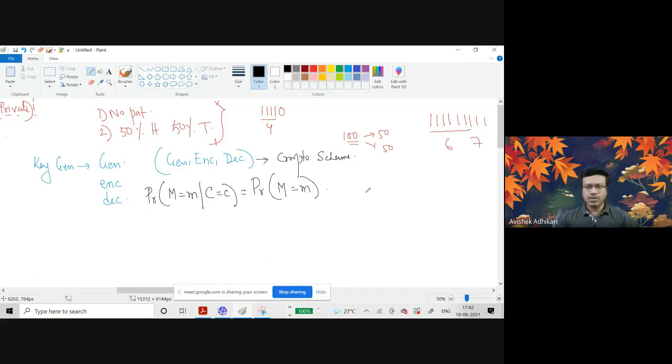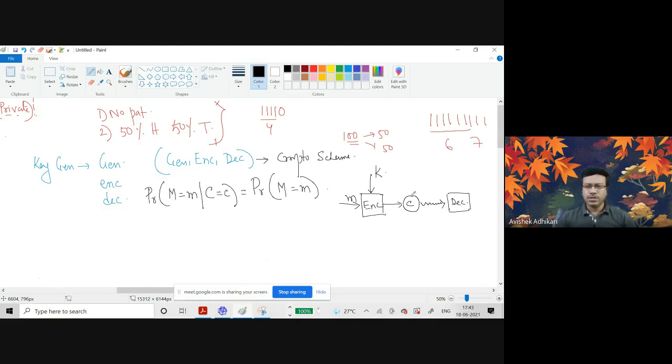Okay. So this is my M, and this is my C, and this is my key. And this C goes through some insecure channel, and this is my encryption and this is my decryption.